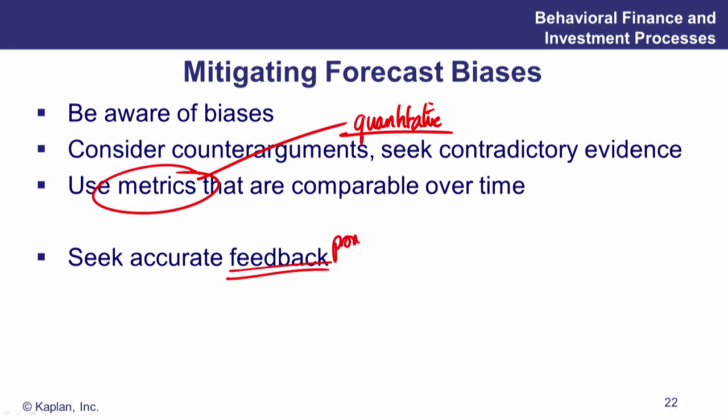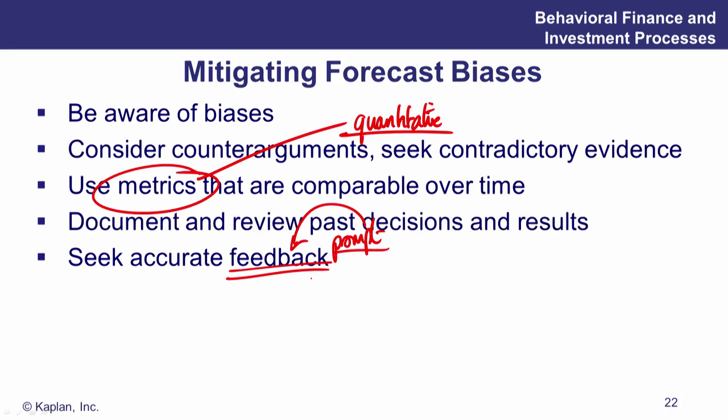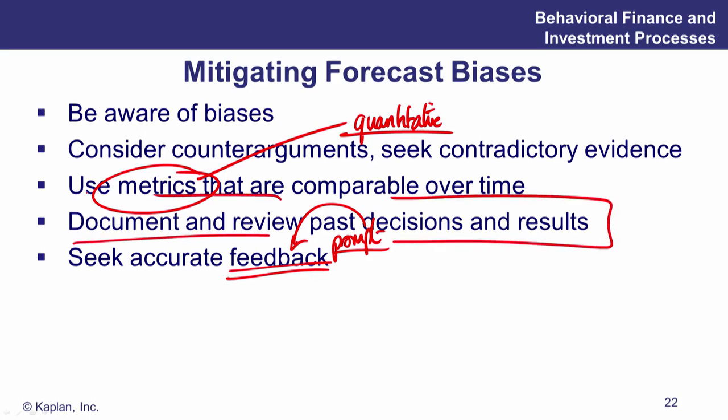Accurate and prompt feedback from the market as to whether you're any good at making forecasts or not. And make sure you keep a log of past decisions and results. If you don't do that, then you're likely to fall into this trap of overconfidence, hindsight bias, self-attribution, the sort of things that we've just chatted about.